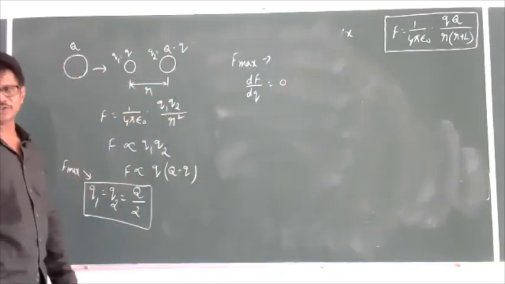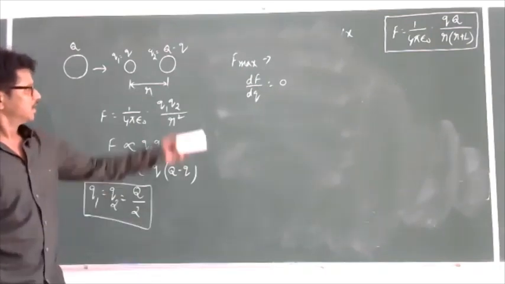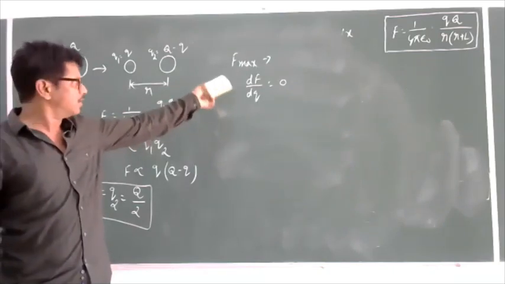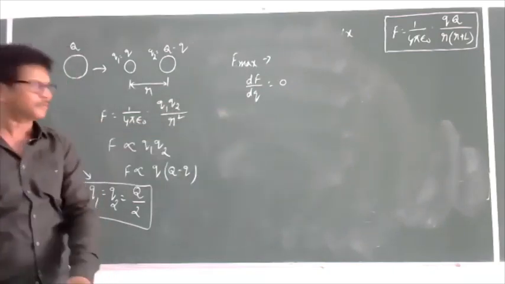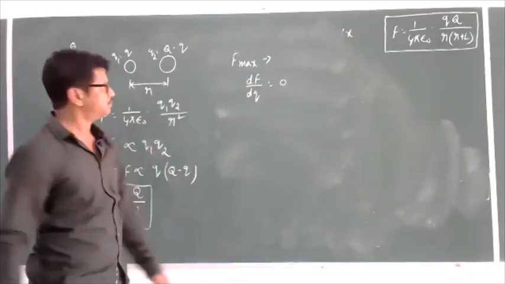dF by dq is equal to 0. That is the condition for the maximum force. You are going to learn, I hope you learned, or you are going to learn, I don't know, but it is in maxima and minima in mathematics. dF by dq is equal to 0.